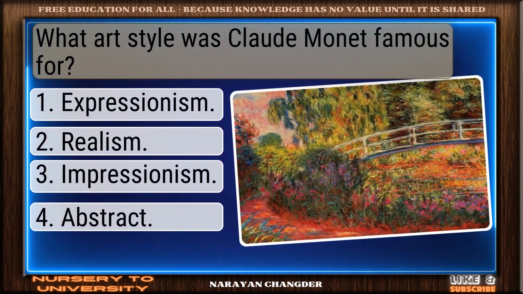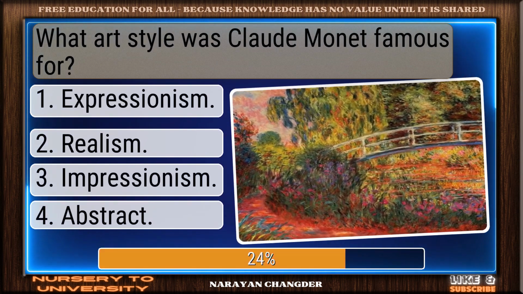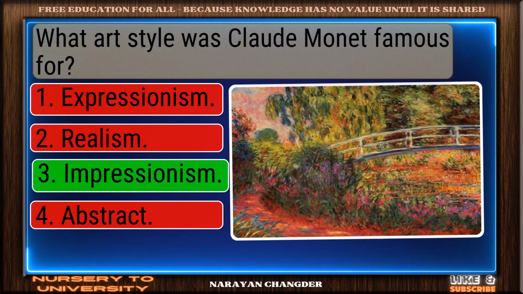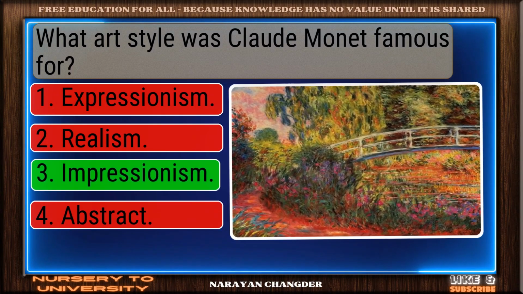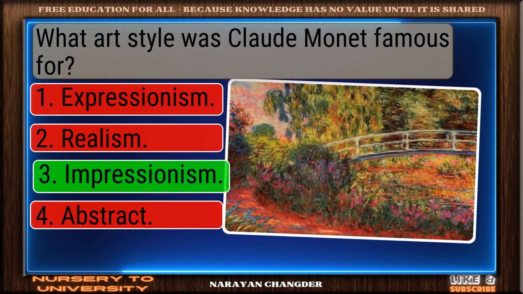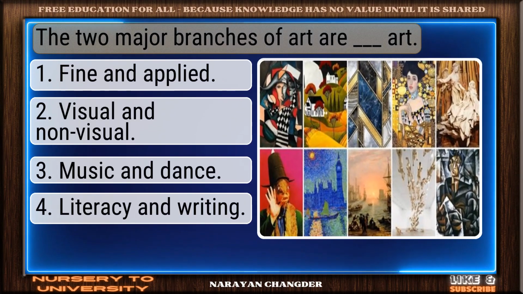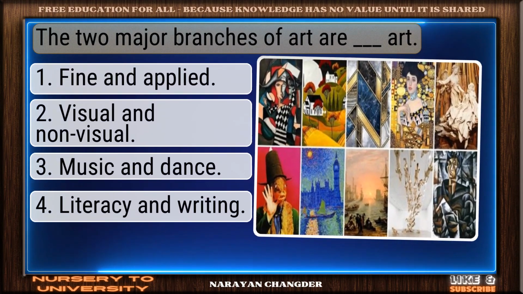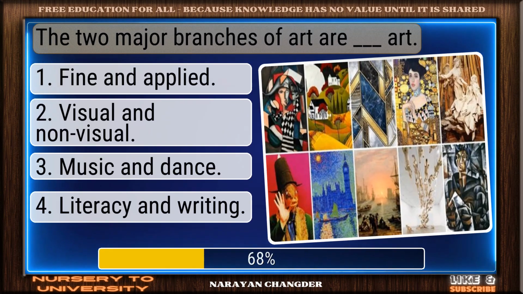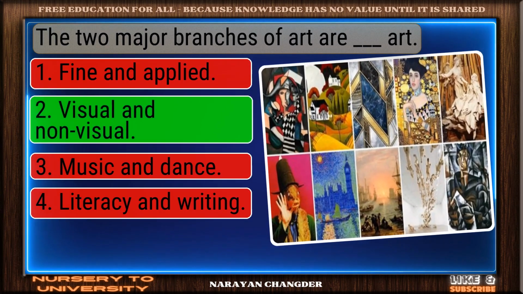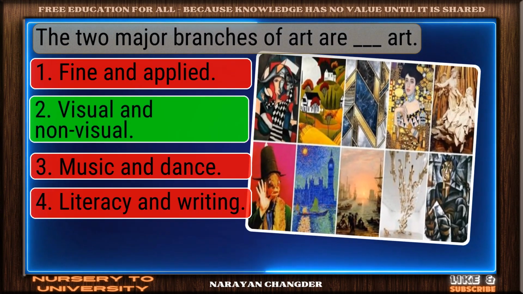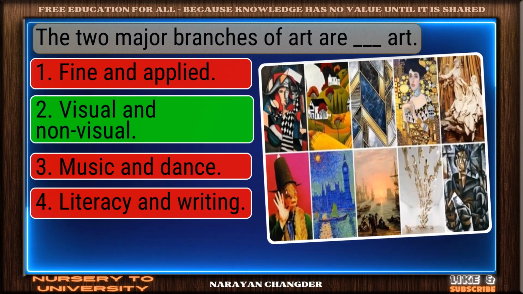What art style was Claude Monet famous for? Clear logic. Your choice Impressionism is sound and 100% true. The two major branches of art are dash art. Excellent. Visual and non-visual is a brilliant choice.